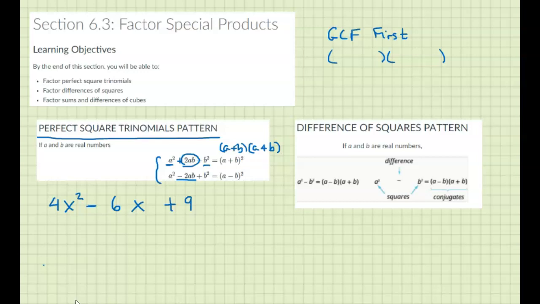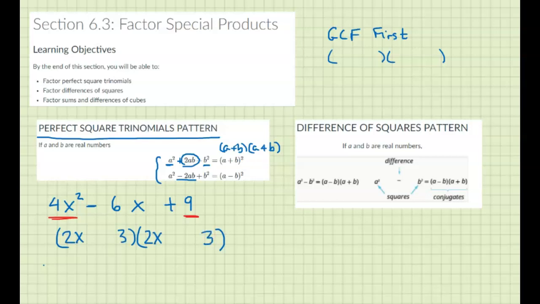Basically we can factor this by trial and error. But if you notice that this is a perfect square, so 4x squared is a perfect square because 4 is 2 squared, x is x squared, and this is also a perfect square, 9 is 3 squared, then it could fit into this pattern. So your first try, you don't have to do it with the AC method, is to split it evenly. 4x squared is 2x times 2x, and 9 is 3 times 3.